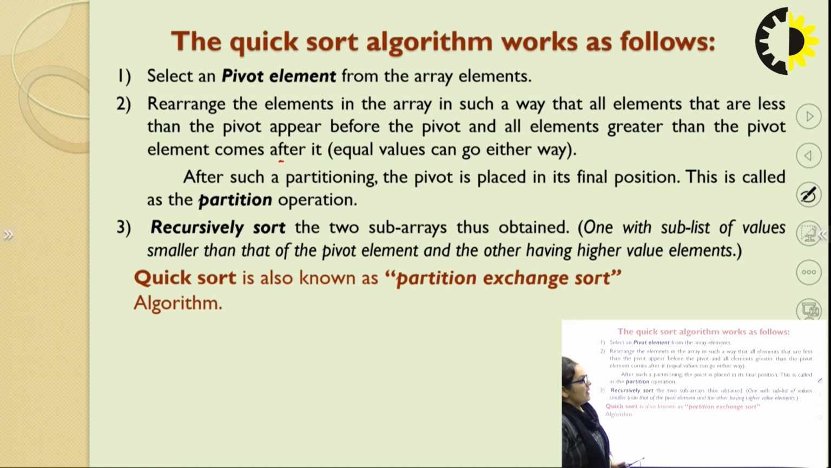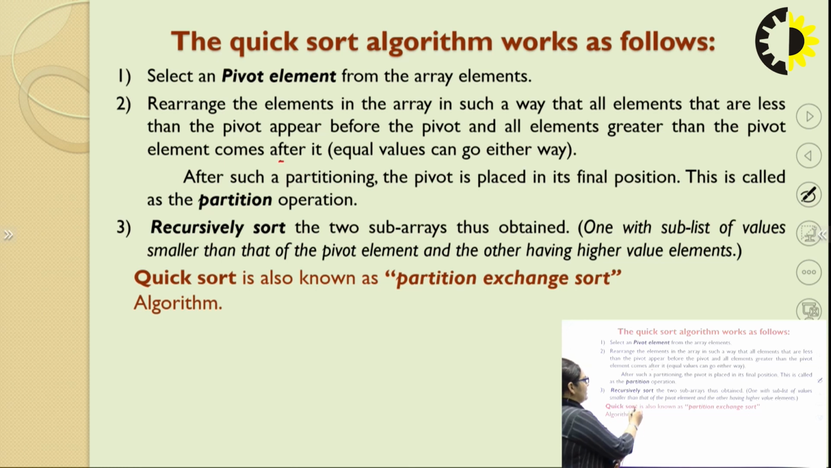But if one element is equal to the pivot element, if its value is equal to the pivot, then it can go either way, either in the left subarray or the right subarray. So basically, this is a partitioning. After such a partitioning, the pivot will be placed at its final correct position, and this is known as the partition operation. And after our partition operation, we will get the two subarrays.